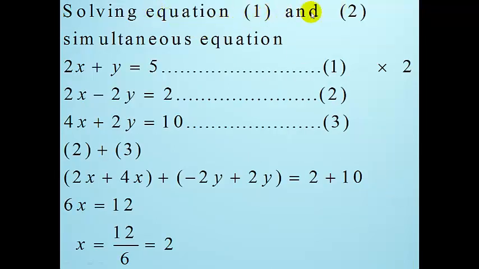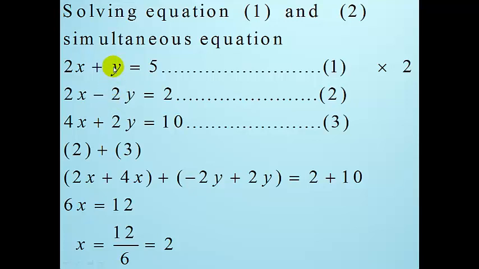Now solving equation 1 and equation 2 simultaneously. From equation 1 we have 2x plus y equals 5. Let this be our equation 1. And from equation 2 we have 2x minus 2y equals 2. This is our equation 2. Now we use the elimination approach to solve this problem. We can however use the substitution approach, but in this case we are using the elimination approach. Now we are eliminating y, but we can see that the coefficient of y in both equation 1 and equation 2 are of opposite signs.